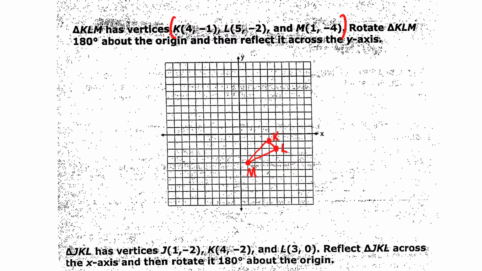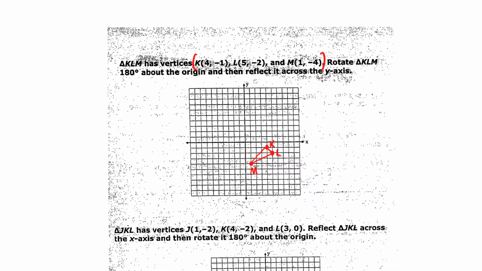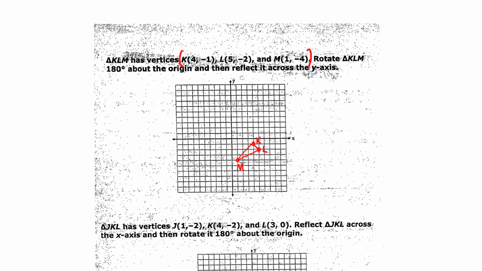All right, so we got KLM right there. Now, what are the two transformations we're going to do on this one? We're going to rotate it, and then what? We're going to reflect it, okay? So rotation is the first thing, rotation of 180.